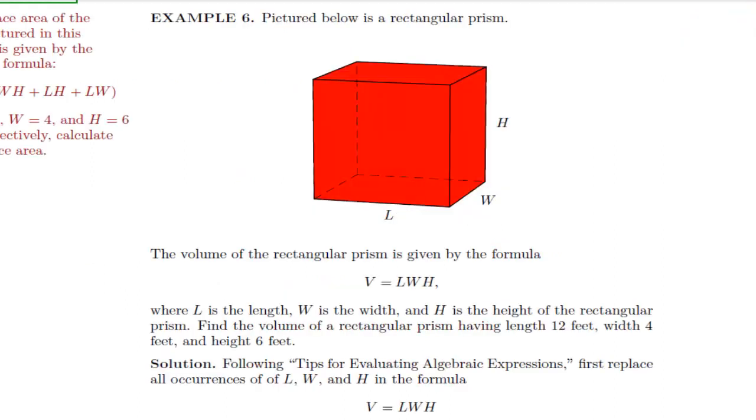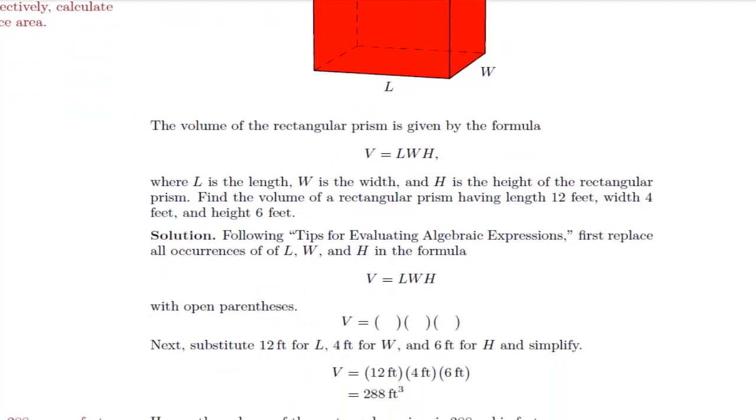Example 6. Picture below is a rectangular prism. The volume of the rectangular prism is given by the formula V equals L times W times H, where L is the length, W is the width, and H is the height of the rectangular prism. Find the volume of a rectangular prism having length 12 feet, width 4 feet, and height 6 feet.